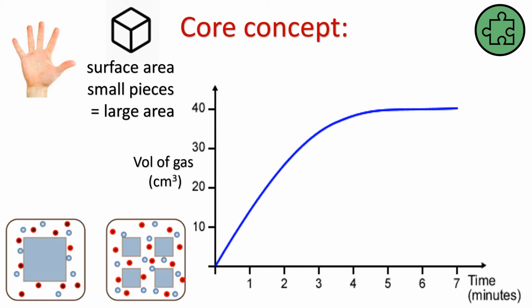Surface area is about how much of the surface or how much of the reactant is in contact with the other reactant at any one time. It's worth remembering that the smaller the pieces, the larger the surface area. And again, we'll come back to this in another lesson. But the smaller the pieces, the larger the surface area, and therefore the more frequent successful collisions.